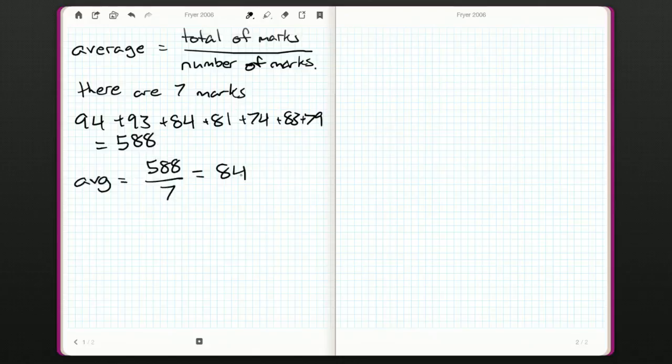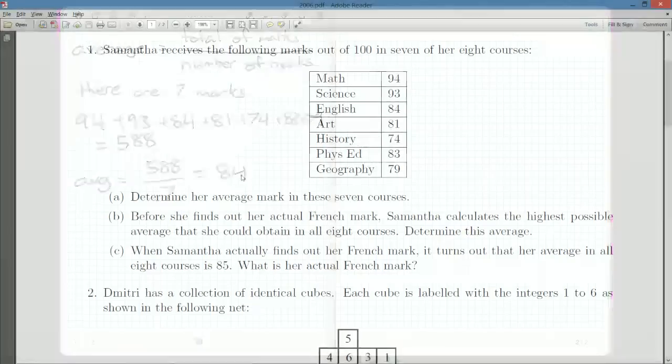If we'd gotten a fraction, we would have left it as a fraction. Always a good idea to leave fractions, bad idea to do decimals. Try and leave your numbers as exact as possible. But getting that 84 likely means we did things right. On the grade 9 and grade 10 contests, usually the numbers come out really nice and easy. So that's A part. We calculated the average that she currently has.